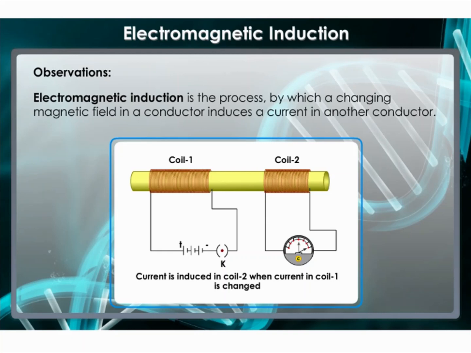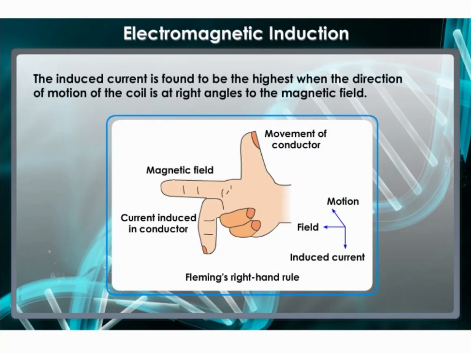This process by which a changing magnetic field in a conductor induces a current in another conductor is called electromagnetic induction. In practice, we can induce current in a coil either by moving it in a magnetic field or by changing the magnetic field around it. It's convenient in most situations to move the coil in a magnetic field. The induced current is found to be the highest when the direction of motion of the coil is at right angles to the magnetic field.